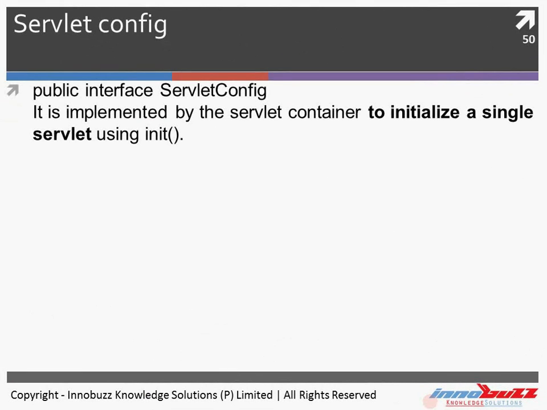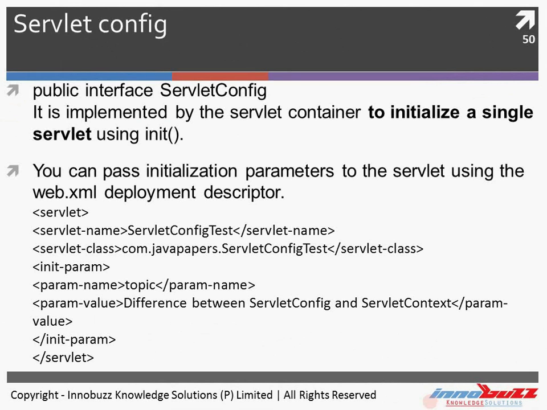ServletConfig, even this is a public interface. This is implemented by the servlet container to initialize only a single servlet using the init method. So this will be used only by a single servlet. You can pass initialization parameters to the servlet using the web.xml deployment descriptor, or you can also pass them within the class using the annotation WebInitParam.